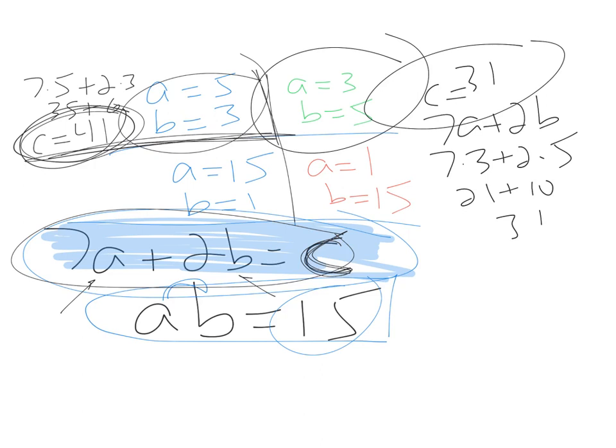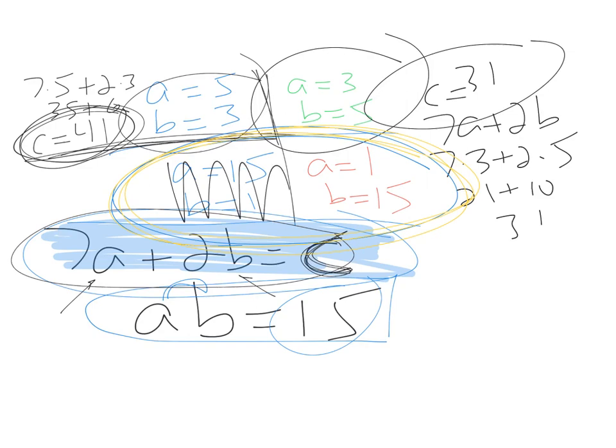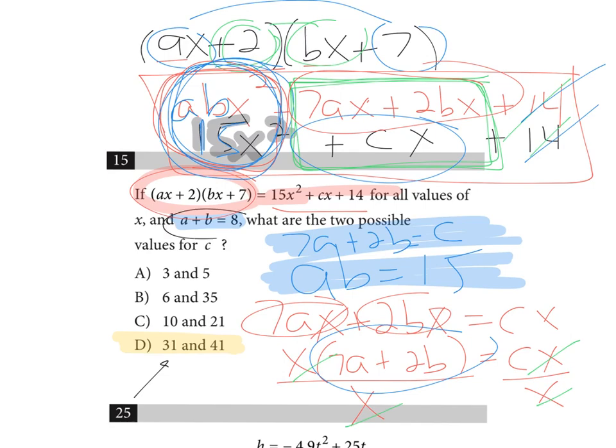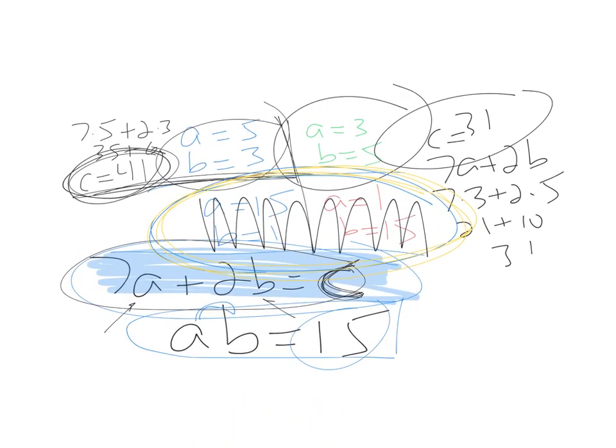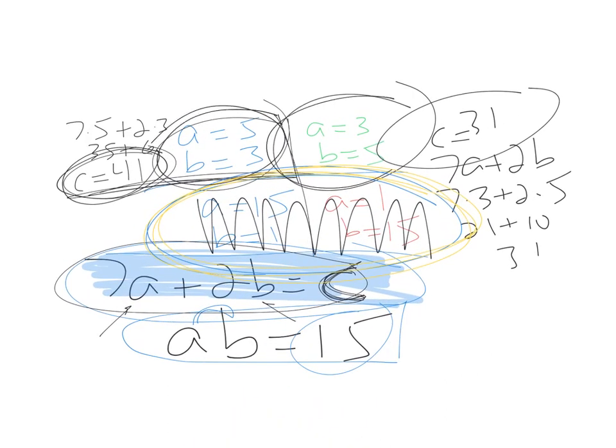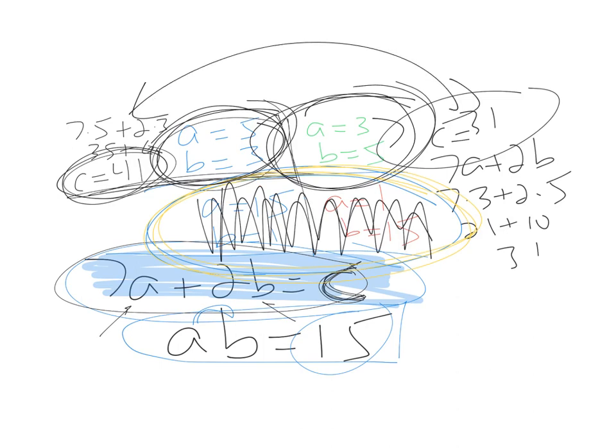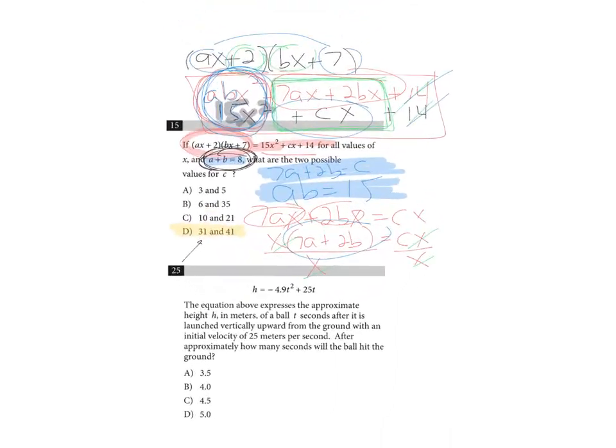Now, if you're thinking you made an error, you're right. These two possibilities, a is 15, b is 1, a is 1, b is 15, these actually can't be, because look what the question said. The question said a plus b equals 8. So that's why I should have known, but now I know that these are your only two possibilities. a is 5, b is 3, a is 3, b is 5, because 5 plus 3 and 3 plus 5 is 8. So these possibilities wouldn't have worked. That's why your answer is letter D, 31 and 41.